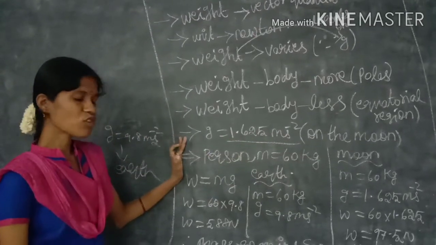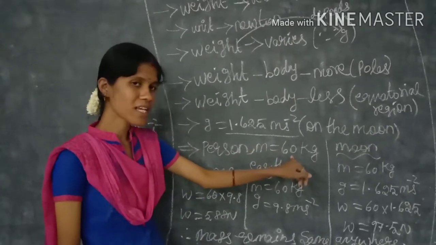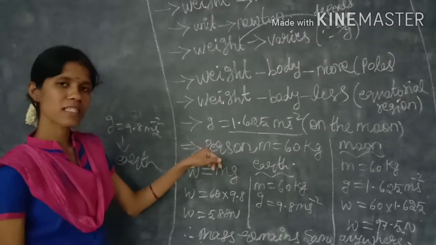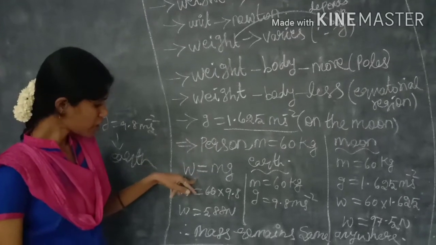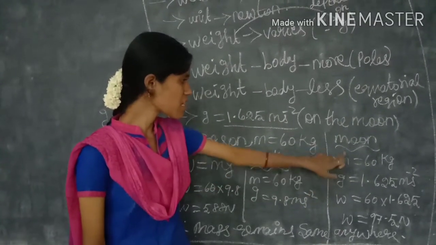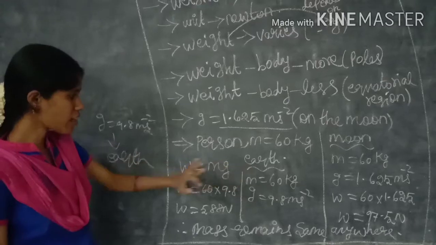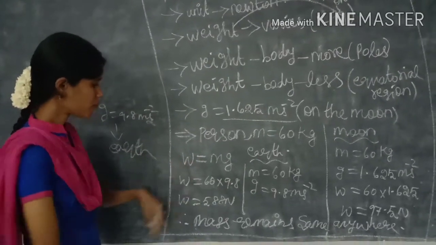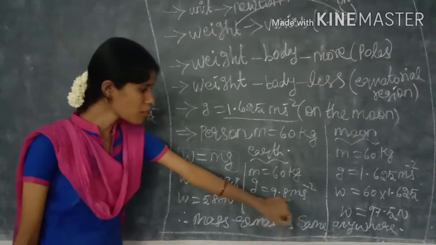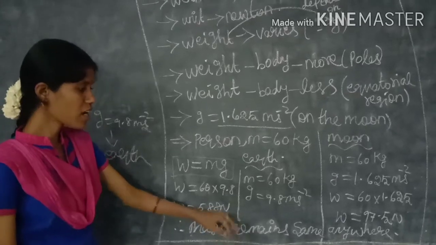Next we consider one person, a boy with a mass m equal to 60 kg. We calculate the weight of the person in both cases: first on the earth, second on the moon. If he stands on the earth, the weight is given by the formula W is equal to m into g. Here m is 60 kg and g is 9.8 meters second power minus 2 on the earth, so the weight of the person is 588 Newton.